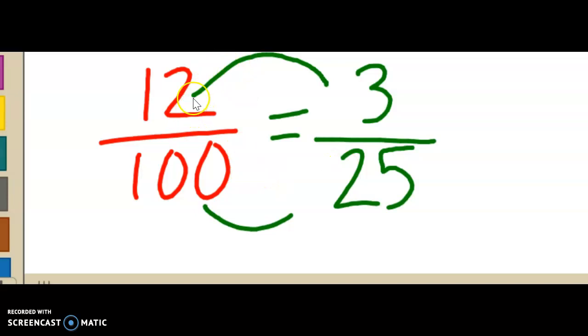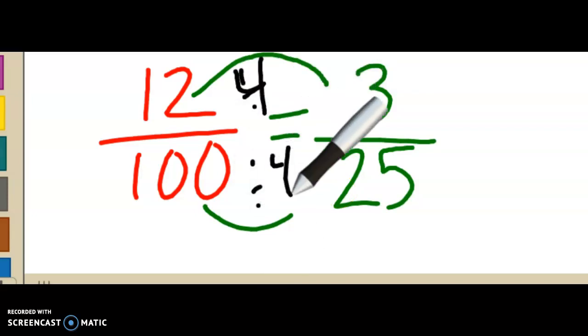And now we're going to divide our top number by the same number. We divided this by 4, so we're going to divide this by 4. 12 divided by 4 is going to give us 3. Both of these numbers were divided by 4. Okay.